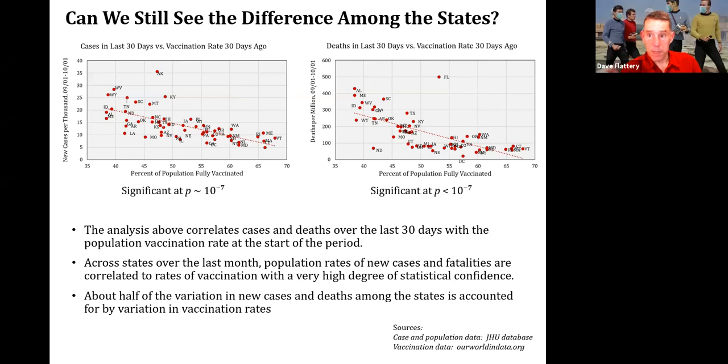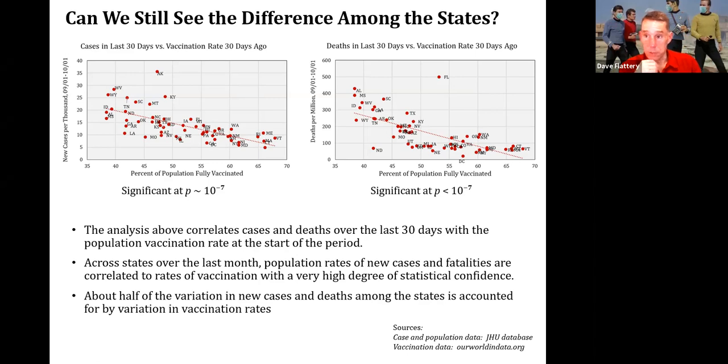These are percent of the population fully vaccinated 30 days ago versus new cases per 1,000 over the last 30 days. So how many people were vaccinated on September 1st, and then how many new cases per thousand were there between September 1st and October 1st. Same thing with fatalities. How many people were vaccinated September 1st? How many fatalities per million were experienced in that 30 days following September 1st?